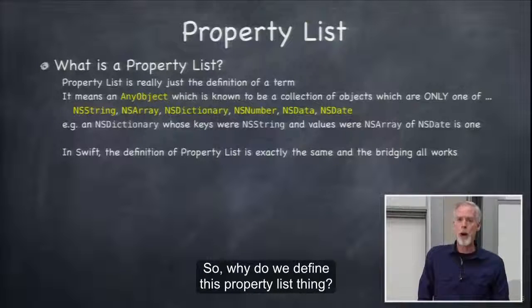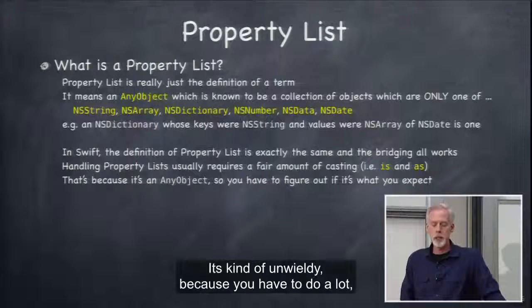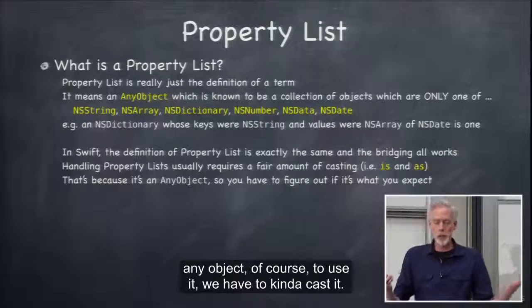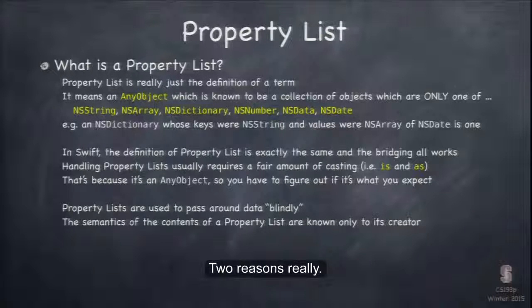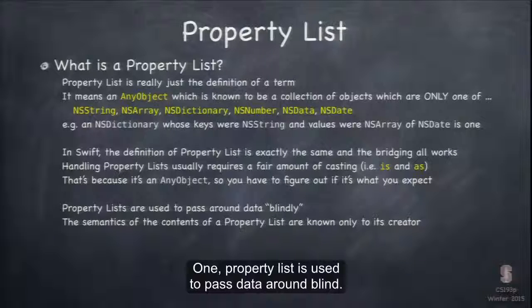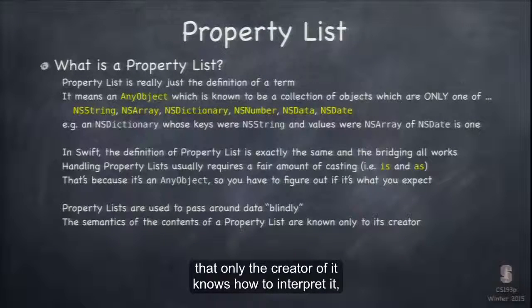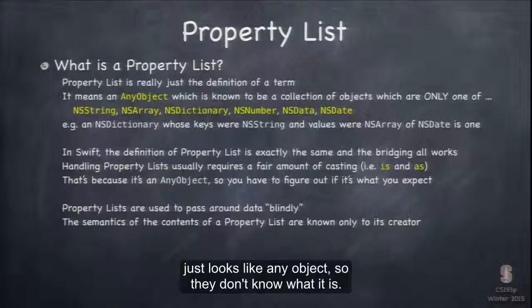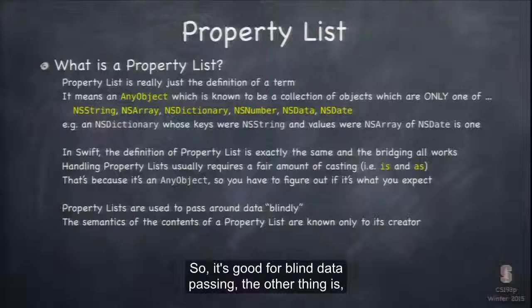So why do we define this property list thing? It's an AnyObject. It's kind of unwieldy because you have to do a fair amount of casting, ising, and asing, because AnyObject, of course, to use it, we have to cast it. And so why do we have this thing? 2 reasons, really. One, property list is used to pass data around blind. It's like a cookie, right, in a browser or something. It's just a bundle of data that only the creator of it knows how to interpret, because only they know what strings, arrays, dictionaries, and stuff are in there. But to everyone else, it just looks like AnyObjects, so they don't know what it is. So all they can do is pass it around to other things. So it's good for blind data passing.